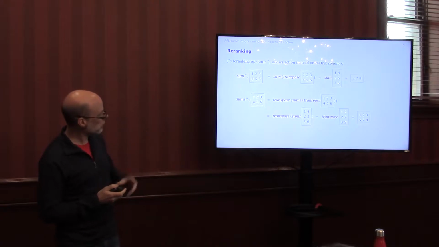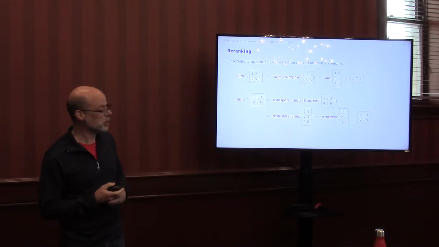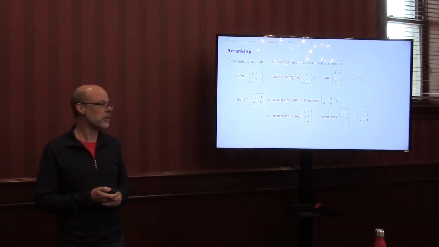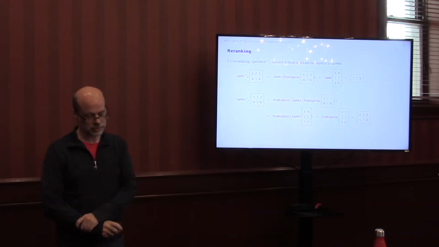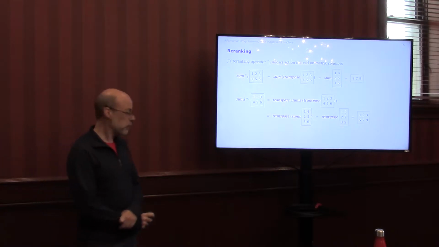So what you write in Haskell in terms of functions like transpose is written with this funny re-ranking operator. Question? Yes? Why do you insert a transpose on the second row but not on the first one? People always ask that.